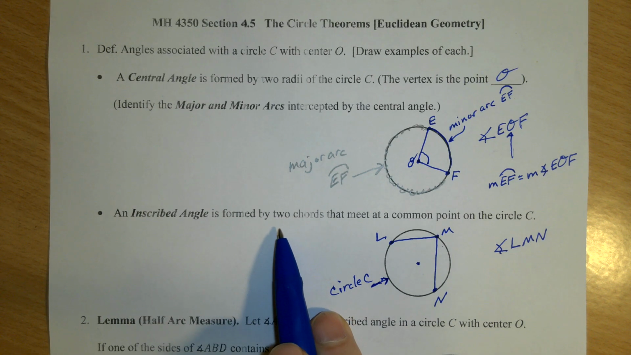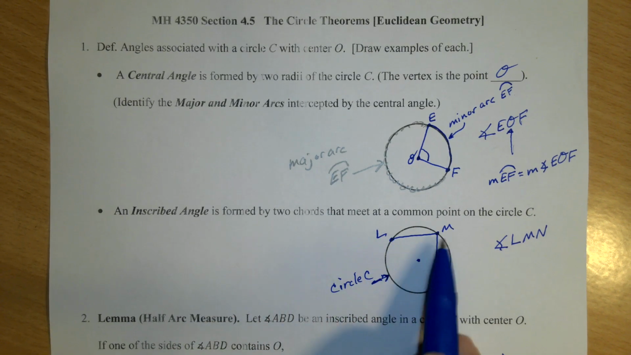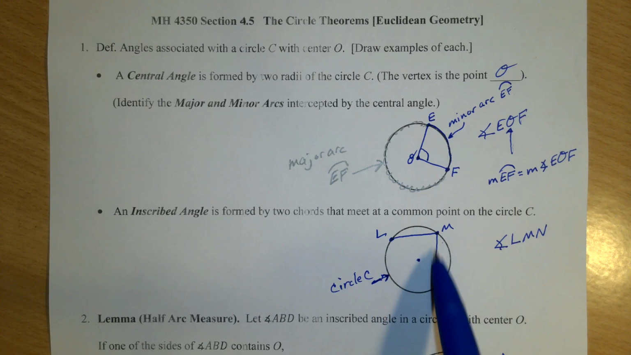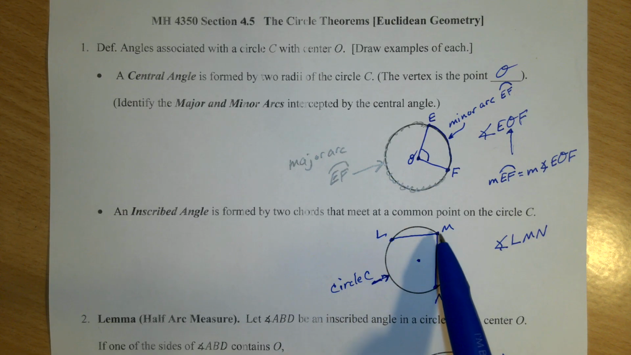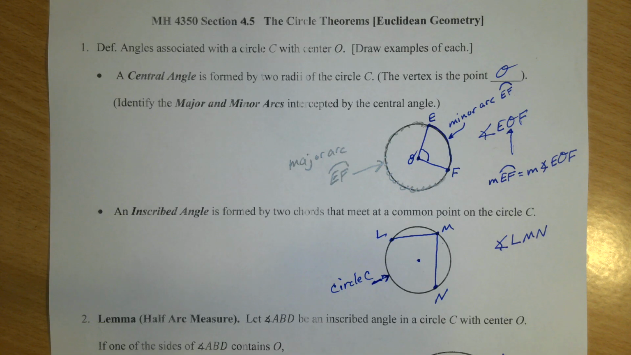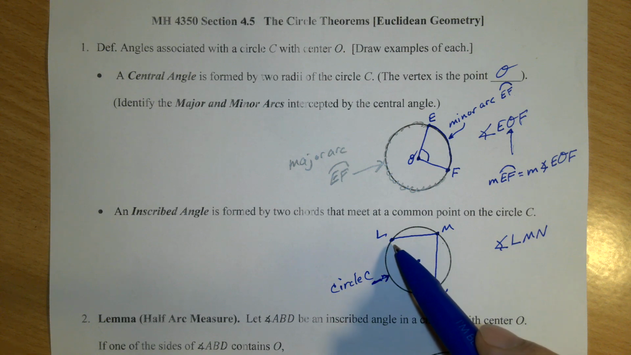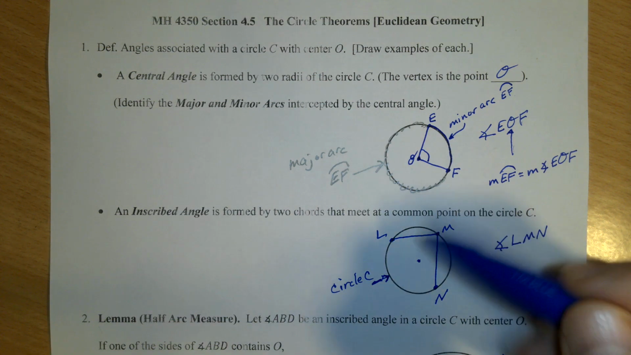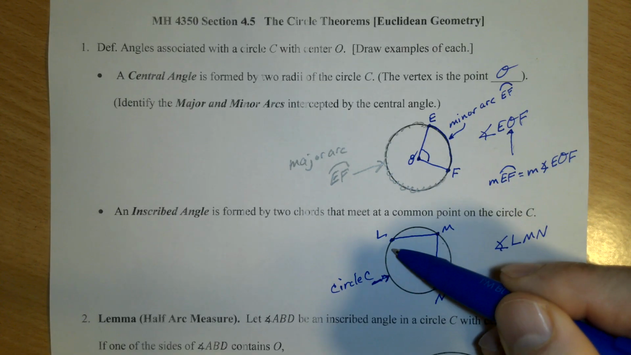And remember what a chord is. A chord is what you get when you take any 2 points on the circle and draw a line segment between them. So this is 2 chords, and they meet at a common point. In this case, it's the common point M. So that's an inscribed angle. And there is an intercepted arc from this angle. I won't draw it, but it would be this right here.